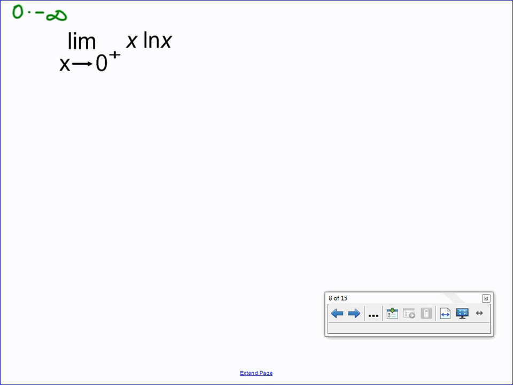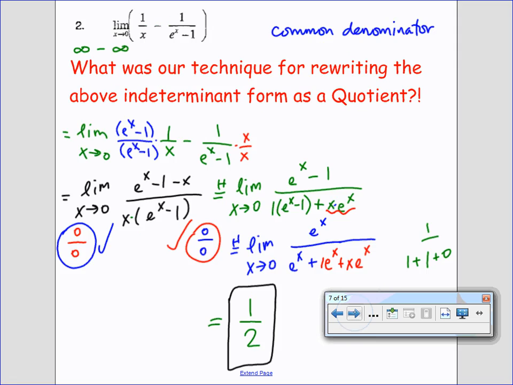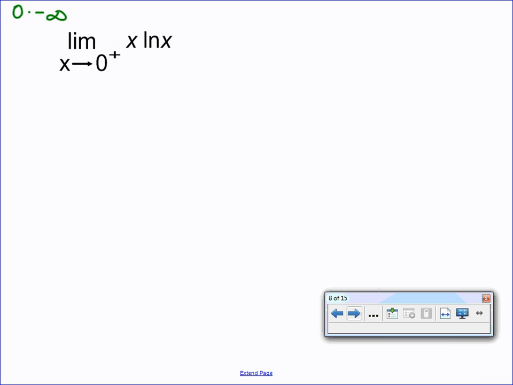So what are we going to do? Well, let's see if we can rewrite this as one of my indeterminate forms that does authorize the use of L'Hopital. So which one is authorized the use of L'Hopital? Only the quotients, and right now I have a product. How can I rewrite this product as a quotient? Well, here's a little tricky way. We only use L'Hopital's rule if we have a quotient.